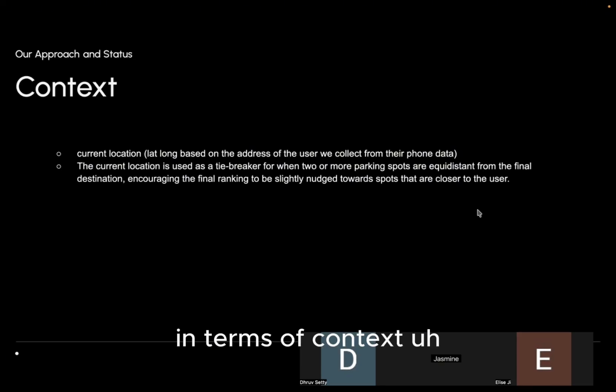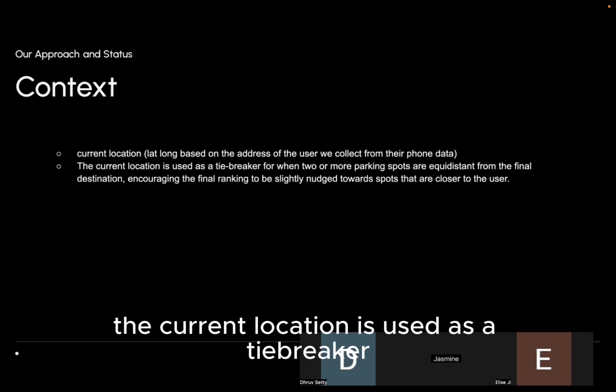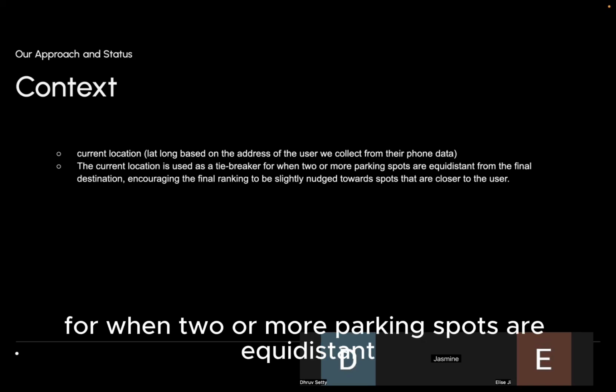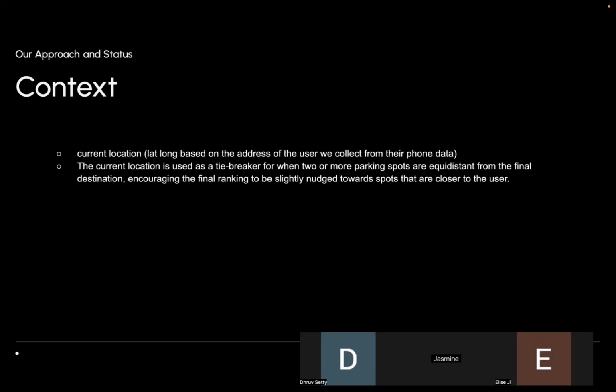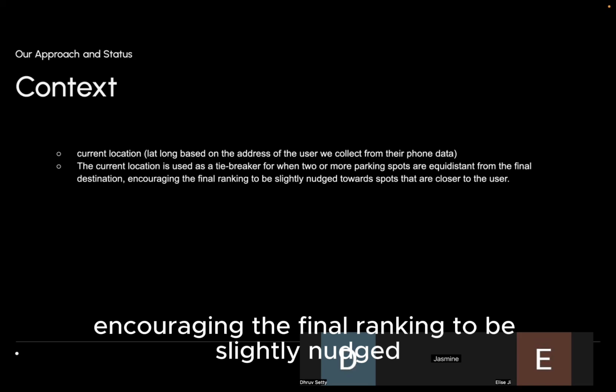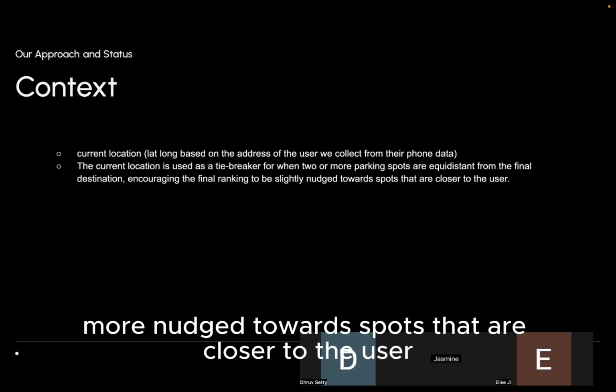In terms of context, we use current location, and that's our implicit context signal. The current location is used as a tiebreaker for when two or more parking spots are equidistant from the final destination, encouraging the final ranking to be slightly more nudged towards spots that are closer to the user.